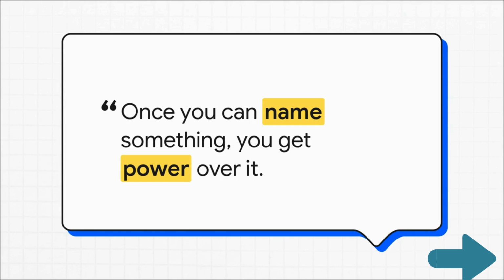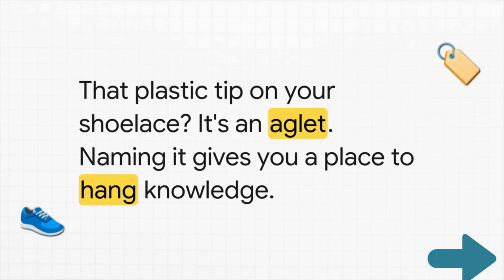And this applies to absolutely everything, from a tricky concept in computer science, to an emotion you're feeling, to the little parts of our world we see every day. Take this simple example. What do you call that little plastic tip on the end of your shoelace? Most of us have no idea. But once you learn its name, it's an aglet, something amazing happens. You now have a mental hook to hang information on. You can say, oh, right, the whole purpose of an aglet is to keep the lace from unraveling. Naming it literally creates a category in your mind for understanding it.